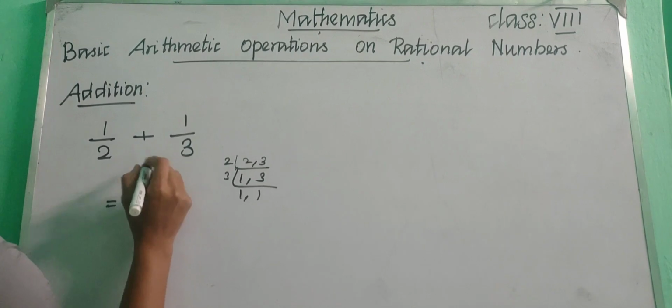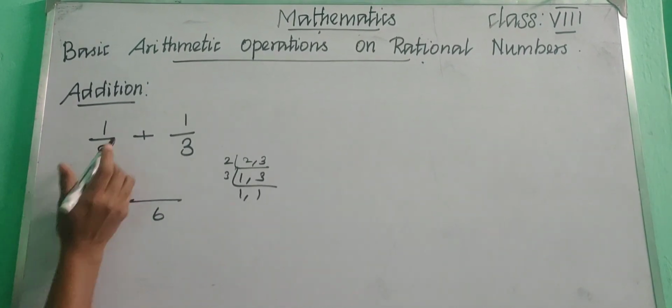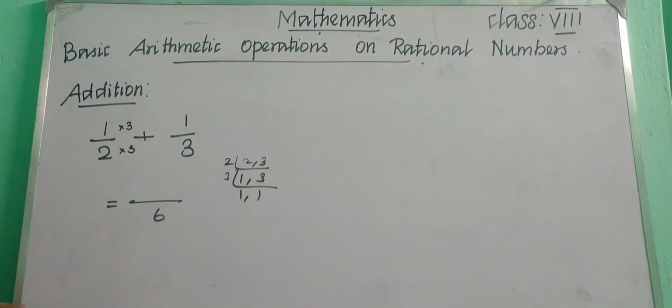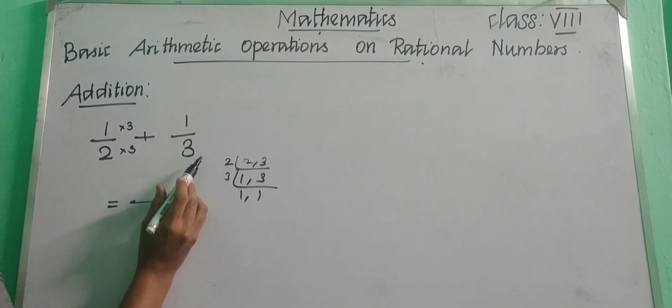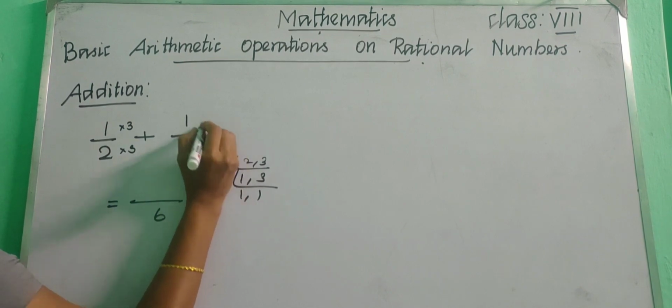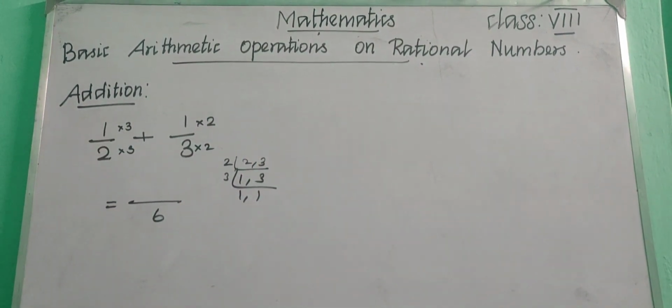So 6. So what will be multiplied with this 2 to get 6? 3, right? So we need to multiply 3 in the numerator as well as in the denominator. Okay, children. And then if it is 3, what will be multiplied with this 3 to get 6? 3 2s are 6. So we need to multiply 2 in the numerator as well as in the denominator. Okay. So what will you get?